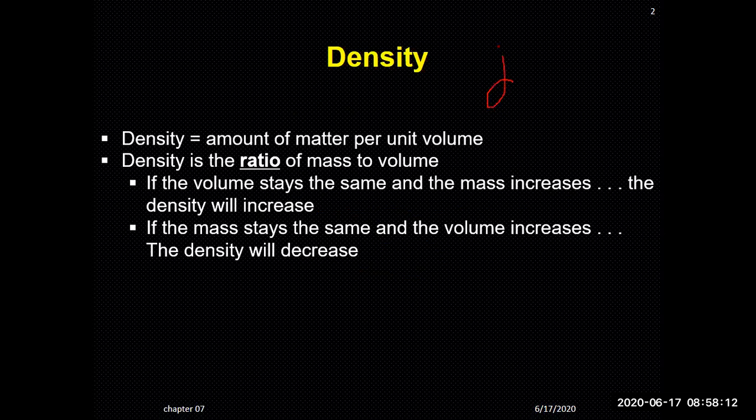So density is written as D, and it is equal to mass over volume. If you look at this formula, it clearly shows that if you keep the volume constant, the more the mass, the more the density. But if you keep the mass constant and increase the volume, there is an inverse relation with density. More volume means less density. And if you keep the volume constant, you keep on increasing the mass.